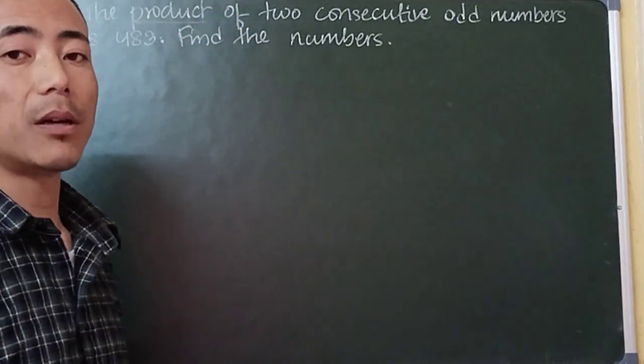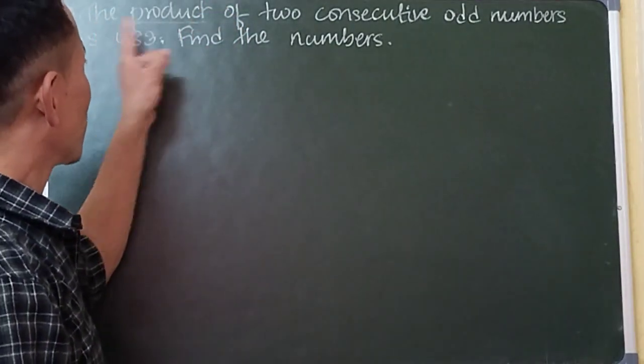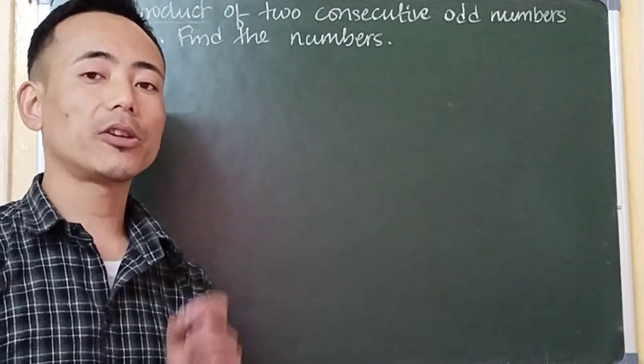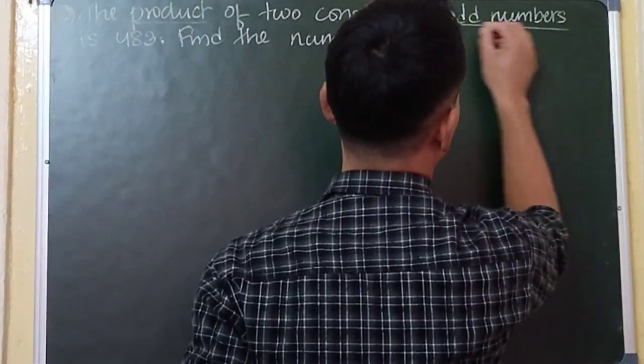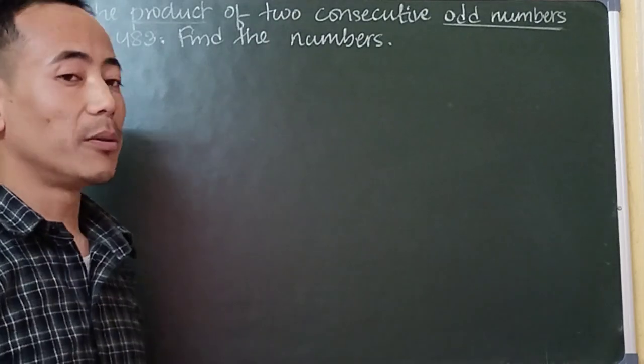Sum, S-U-M, sum means addition. Product means when you multiply. So the product of two consecutive odd numbers. So you have to take the multiplication of two consecutive odd numbers. Odd numbers are those which are not divisible by 2, like 1, 3, 5. Such numbers are called odd numbers.